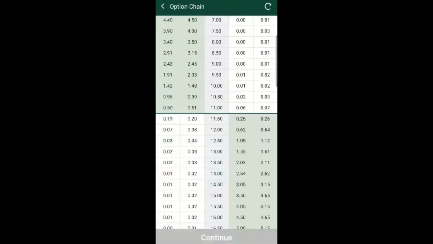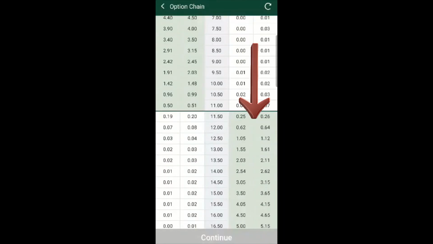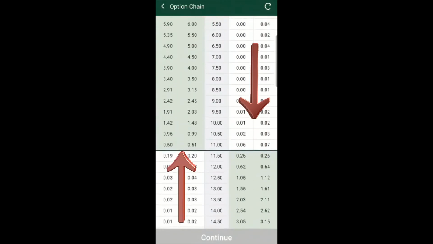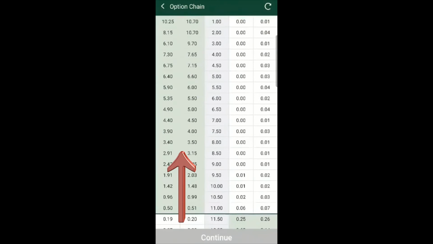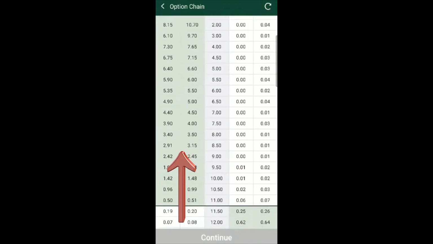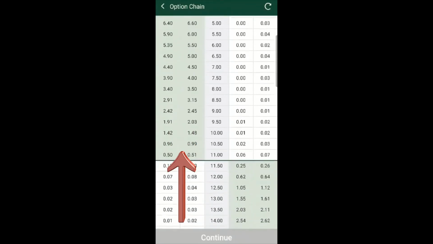So what does expiring in the money mean? You can see here the strike line is between $11 and $11.50. So on the right side, on your put side, any contract with a strike price of 11.50 or above is considered in the money because it has value to it. On the call side, the left side, any contract with a strike price of $11 or below is considered in the money because it has value to it.